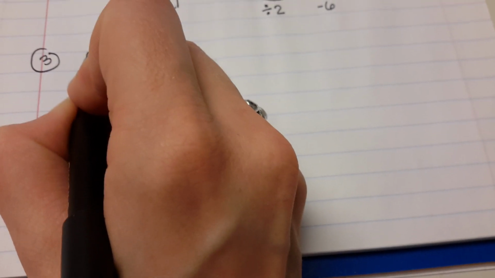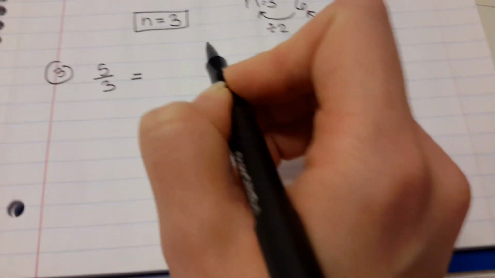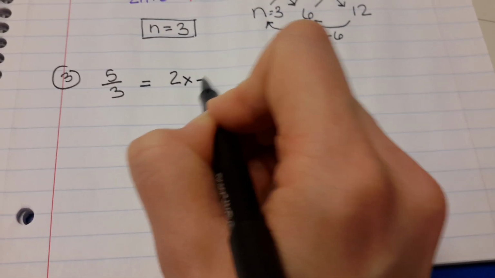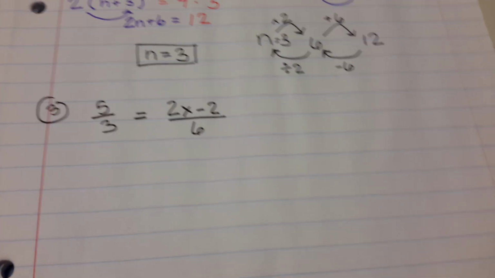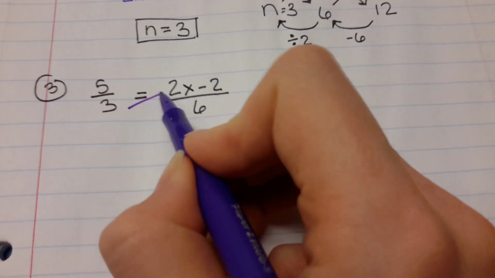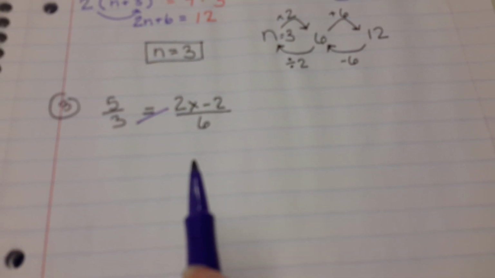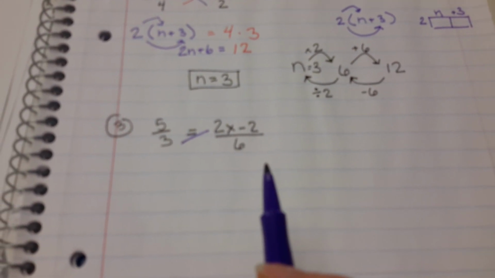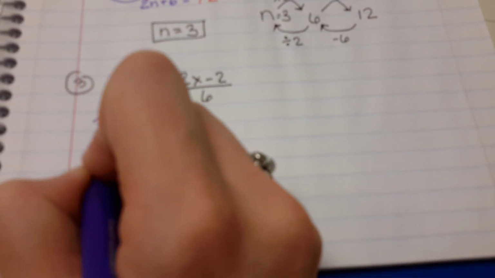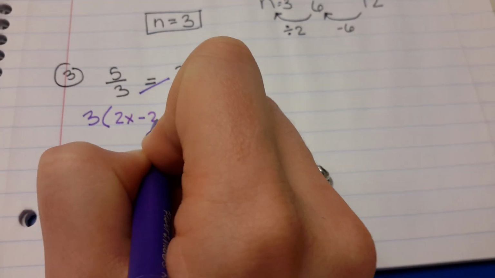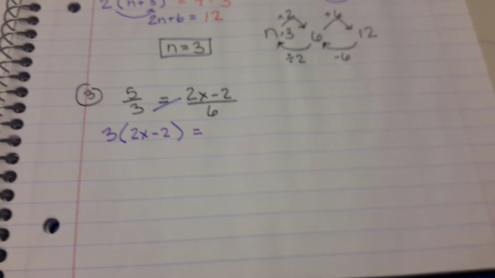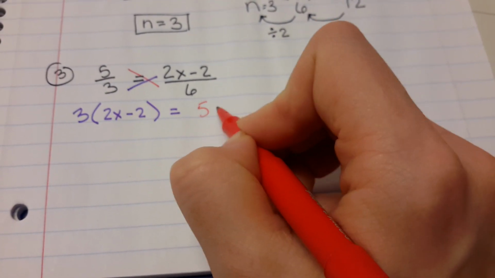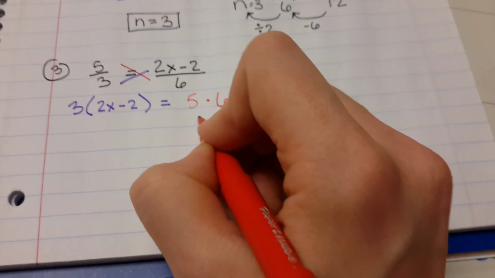This is example 3. And this is 5 over 3 is equal to 2x minus 2 all over 6. This one looks harder, but again, go back to the basics. We know we're going to cross multiply. We have 3 times 2x minus 2. So we have 3 times 2x minus 2, and that is all equal to 5 times 6. 5 times 6 is 30.